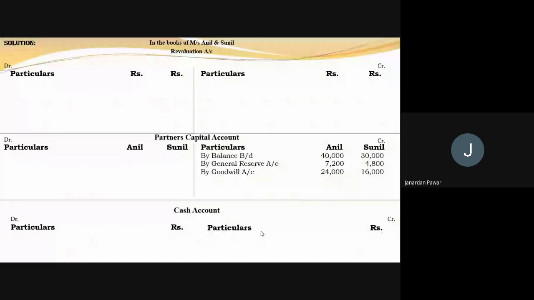Then we have to write that particular RDD which we have to charge on the debtors, that is 5% RDD, rupees 500. And we have to write at debit side of the revaluation account rupees 500 for RDD. Means this is the decrease in the value of asset.